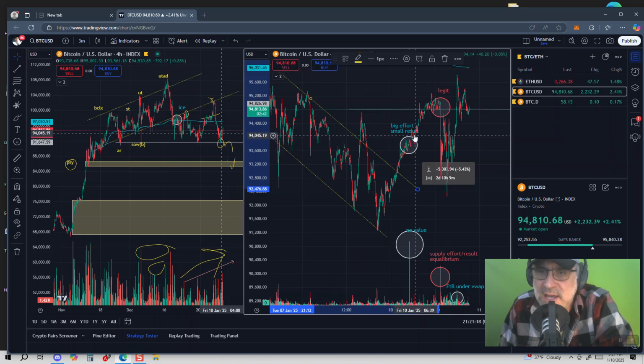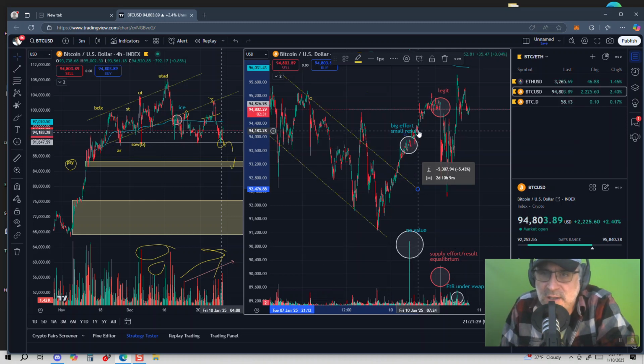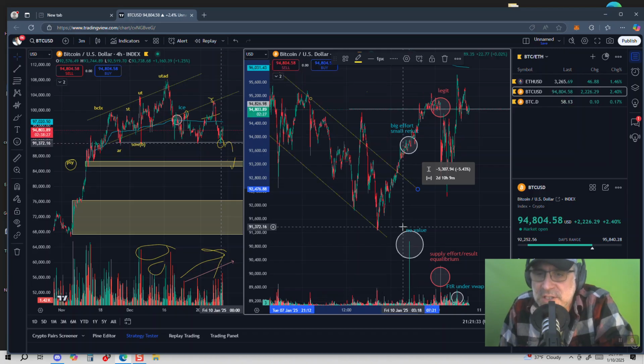So if it's supply, it didn't move. You got all this supply, but the price didn't go down. That would be a bearish weakness. And if you see a huge demand spike like this and the price hardly moves, that means there's little or no value. So all these buy orders are going in, but it's not moving.